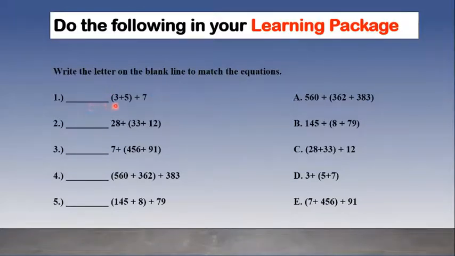Okay, so here we have parentheses 3 plus 5 plus 7. So we go over here and we look for an equation that will match that. Oh, here, boys and girls, here we have 3 plus 5 plus 7, and we have the 5 plus 7 in parentheses. Doesn't this look almost like this? Yes, all that changes is the grouping. We will not draw a line. We will write the letter. We will write the letter D on the blank line. And there you go, boys and girls.